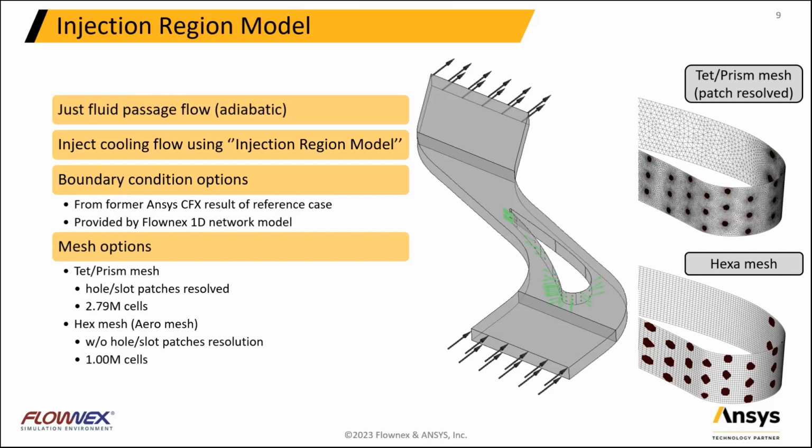To show the influence of the hole resolution on the results, 2 meshes were generated. The first one is a tet prism mesh, where all the holes and slots are resolved by the mesh patches. Overall, this mesh comprises about 2.8 million cells. In addition to that, a hex mesh, which is typically used to calculate the aerodynamic performance of the vane, was generated as well. In this mesh, the hole patches are not resolved, and therefore the mesh comprises just 1 million cells.